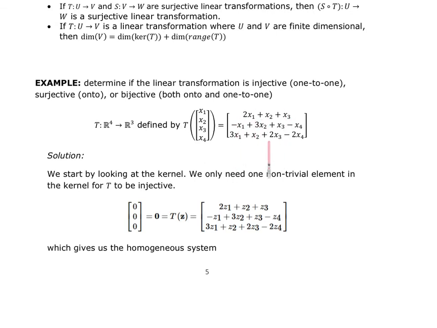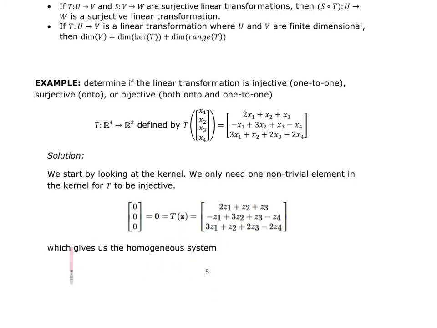I really only have 3 entries. I have things going on in each entry, but only really have 3 entries. So I'm first going to start looking at the kernel, and what I need to do is make sure that it is a non-trivial element. There's at least one non-trivial element in the kernel for this to be injective. So that was one of my big theorem outcomes.